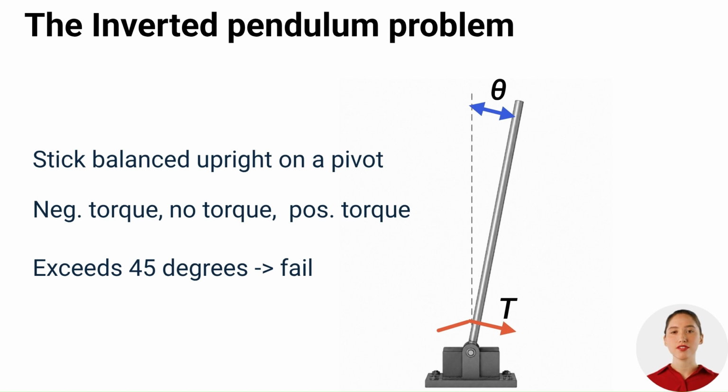If the angle exceeds 45 degrees in either direction, the episode fails. And it's not just about staying upright, the agent must do it using as little energy as possible.